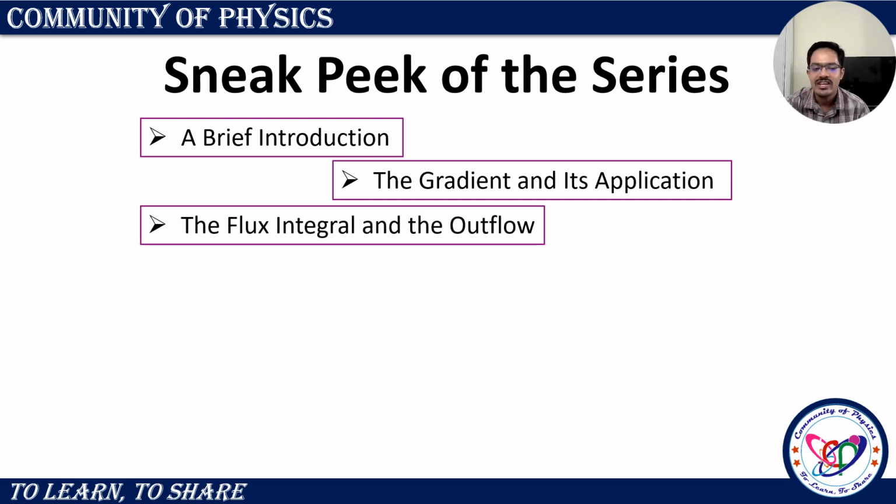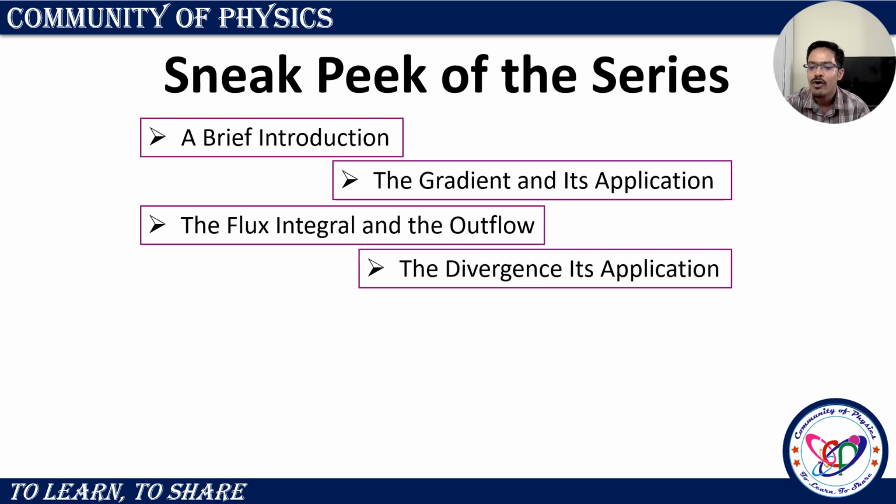In the third lecture, we are going to talk about the flux integral and the net outward flow of a vector field from a given volume. The fourth one will be on the divergence. We will explore its geometric interpretation and connect it with its mathematical formula. We will get to see some applications as well.